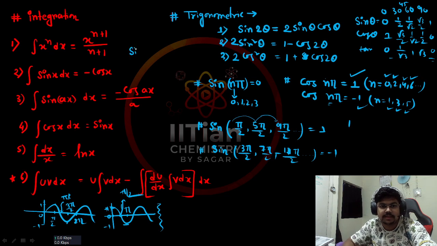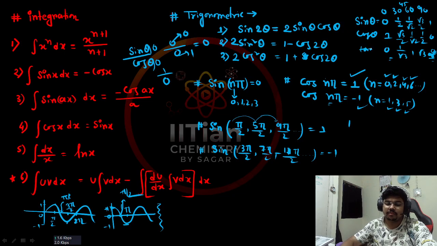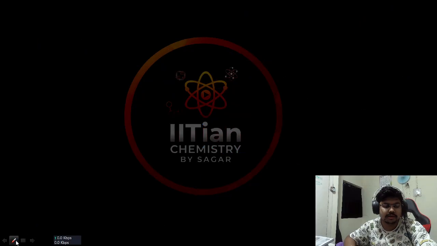Tan theta means sine theta by cos theta. If theta equal to 0 degree, then sine 0 by cos 0. Sine 0 means 0, cos 0 means 1. So that is basically 0. Okay, so that is fine. If it is 90 degree, then sine 90 by cos 90. Sine 90 value is 1, cos 90 value is 0, so this will be infinity.